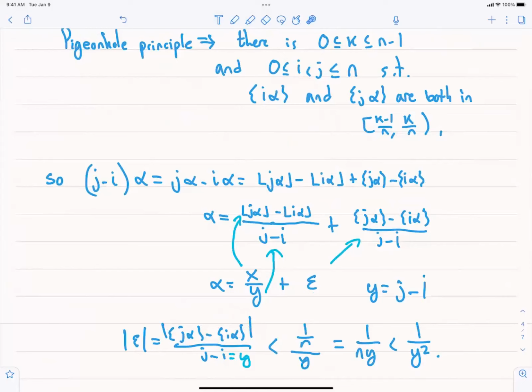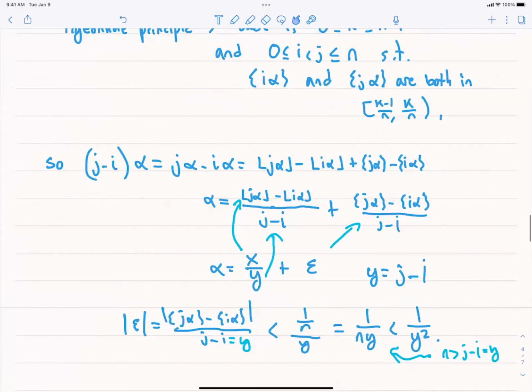Yeah, sorry, I said I was about to say something backwards. So n is larger than j minus i, is the point. So when I divide by n, I get something smaller. When I divide by ny, I get something smaller than when I divide by just y squared. So here I just use that n is greater than j minus i. That's just because j and i are both between 0 and n. Okay, good. So then I really get my estimate.